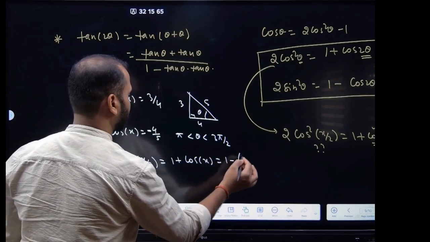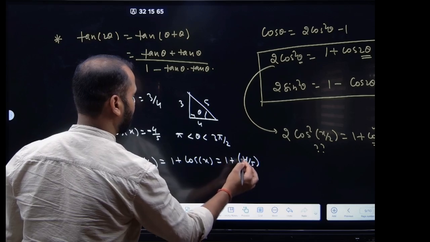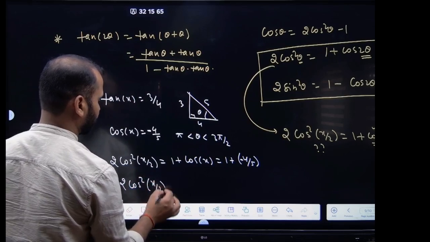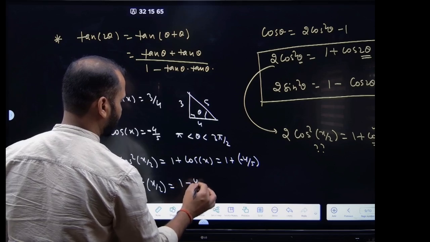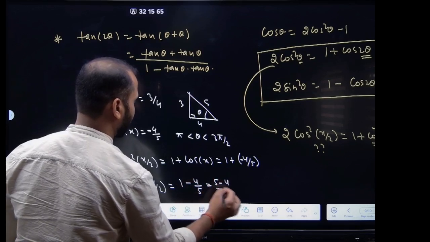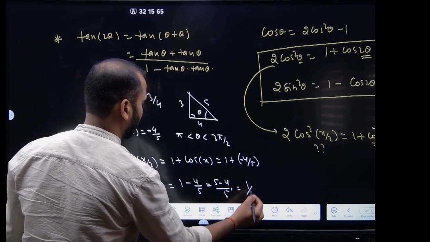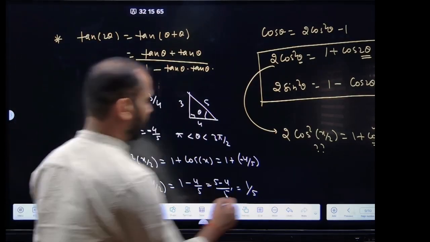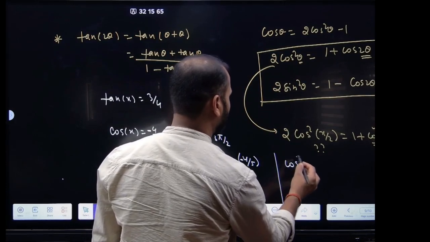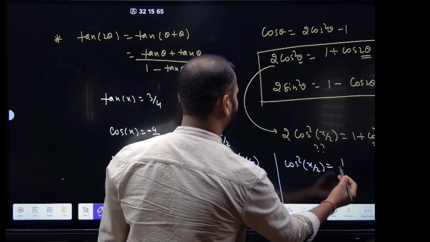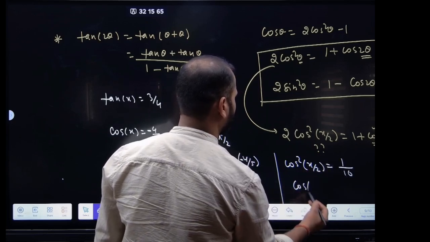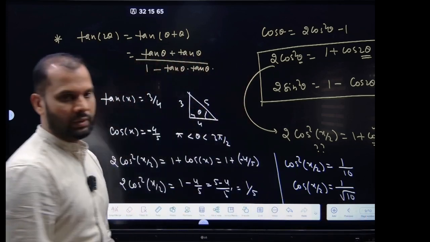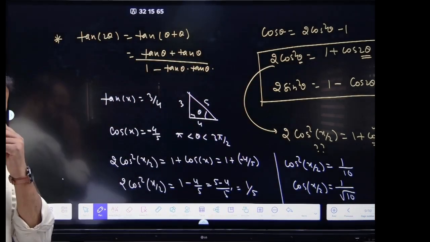So I should write 1 minus 4 by 5, actually plus, but because of the minus it will be minus. So 2 cos square x by 2 is 1 minus 4 by 5. If you take the LCM, 5 minus 4 by 5 will be 1 by 5. So dividing by 2, cos square x by 2 is equal to 1 by 10. I want cos x by 2, so it will be 1 by root 10. Root 1 is 1. Minus 1. Why minus?